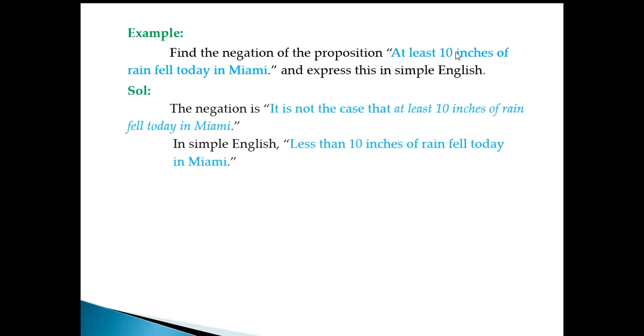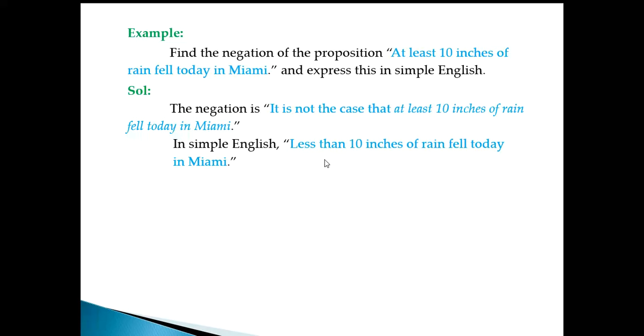Okay, so now come to the next example. Find the negation of the proposition. Suppose the proposition is: at least 10 inches of rain fell today in Miami. And we also have to express this in simple English. So what will be the negation? At least, what is the meaning of at least? At least means a minimum of 10 inches of rainfall. So what will be the negation of this? The negation is: it is not the case that at least 10 inches of rain fell today in Miami. We only have to use "it is not the case."